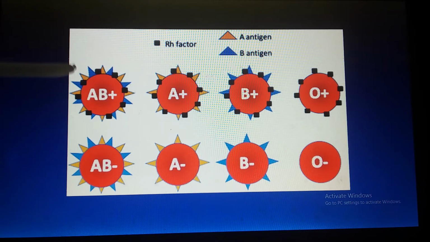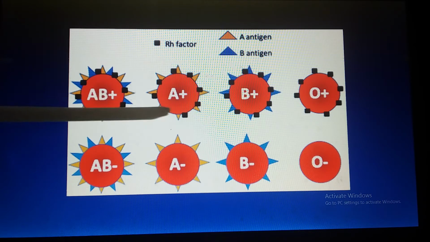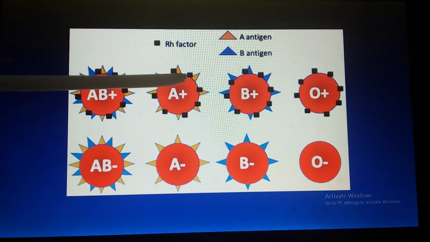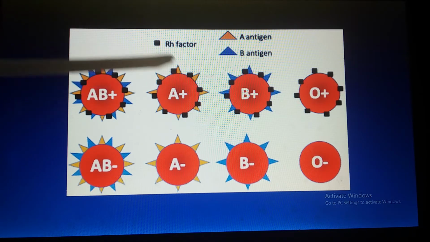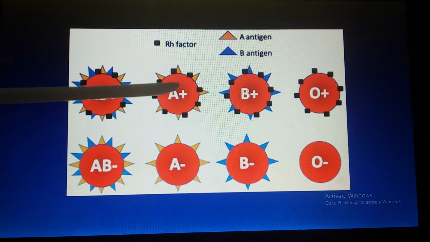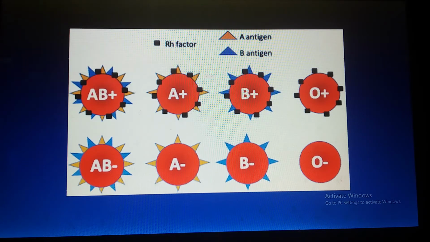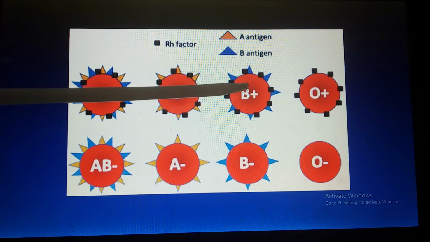You can see clearly that both A and B antigens are present on the surface of the red blood cell, along with the black RH factor. So this person is AB blood group and AB positive because of the presence of the RH factor. Moving to the next, only the A antigen is present along with the RH factor on the surface of the red blood cells, so the person will be A positive. Similarly, the same case with the B blood group.